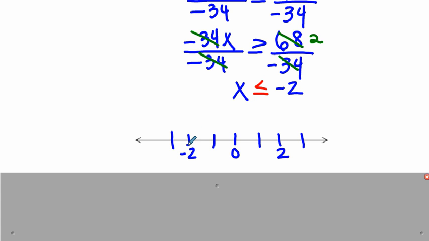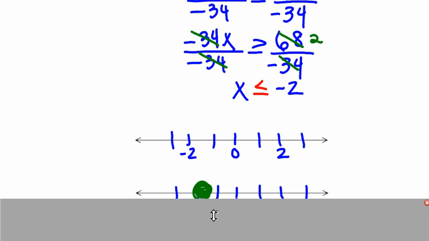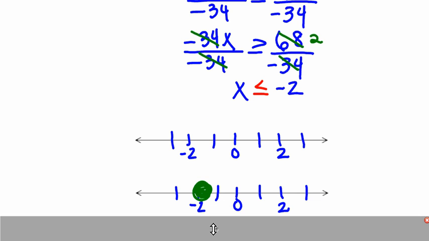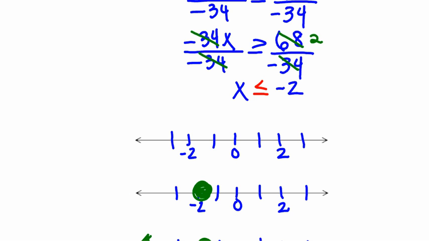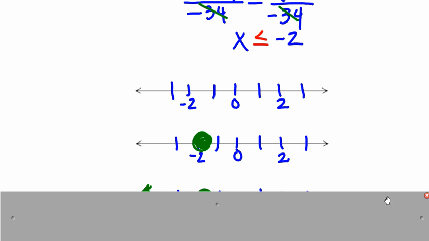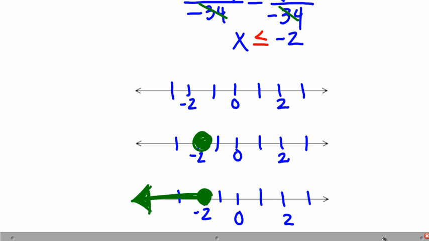The question is, does that value satisfy the inequality or not? So let's substitute it in. Negative 2 is less than or equal to negative 2. It's equal to, it works. So because it works, we're going to fill that point in so it's solid. But where are all the other values that are less than or equal to negative 2? Those would be to the left of negative 2. So we're going to shade to the left. So our graphical representation for the solution set would be this.